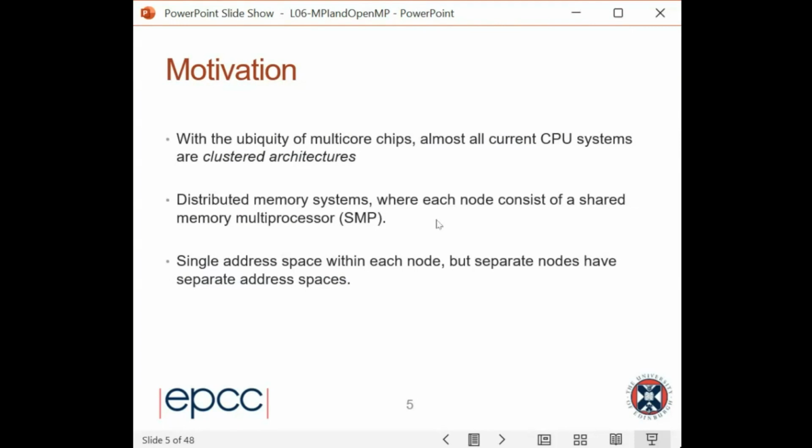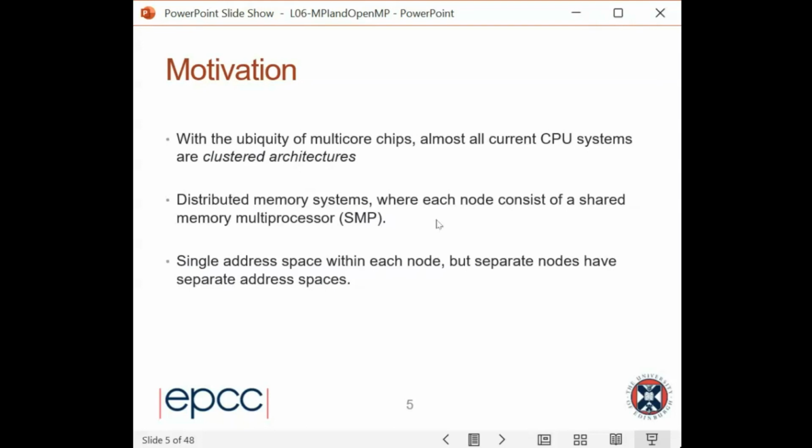As I said in my preamble, almost all current CPU systems are clustered architectures. So there are distributed memory systems where each node consists of a shared memory multiprocessor. For example, on ARCHER2, we have about 6,000 nodes. Each node has 128 CPU cores in it, all connected to the same block of 256 gigabytes of memory. Your laptop might have, I don't know, 4 CPU cores connected to your 64 gig of memory or whatever you have. So the important point is there's a single address space within each node.